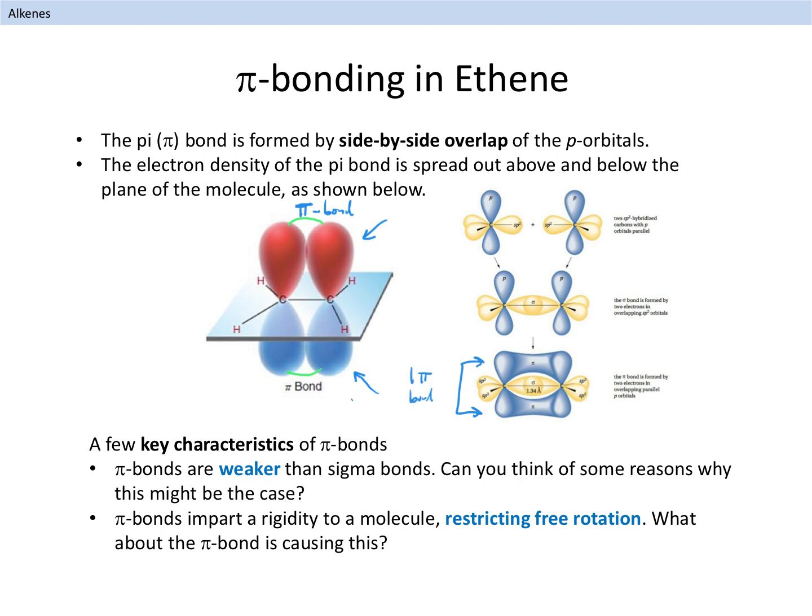Pi bonds have several distinctive properties that significantly influence the behavior of molecules containing them, particularly in alkenes. For example, pi bonds are generally weaker than sigma bonds, because the side-by-side overlap of p orbitals in a pi bond is less effective, due to a smaller region of overlap, than the head-on overlap in a sigma bond. This weakness makes pi bonds more reactive. We can take advantage of this.